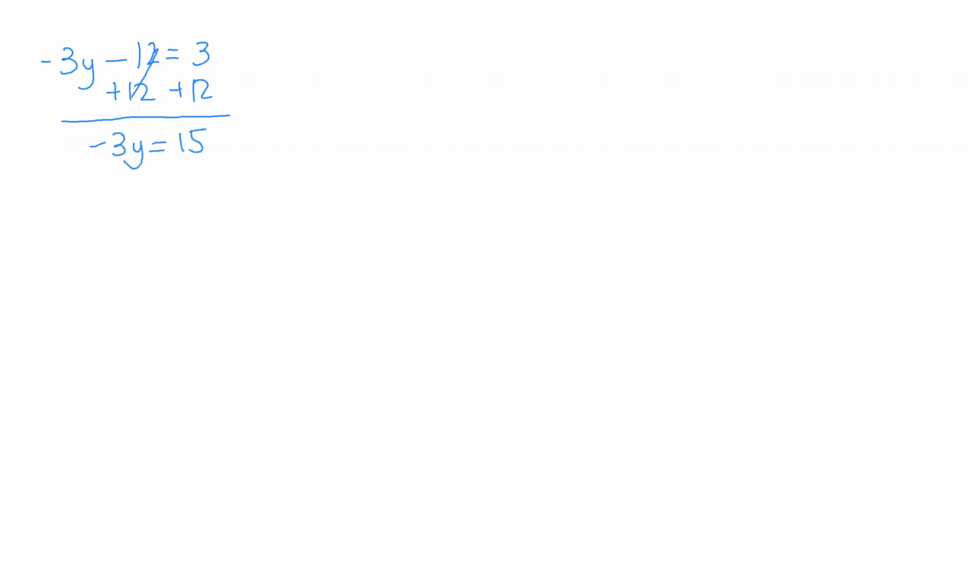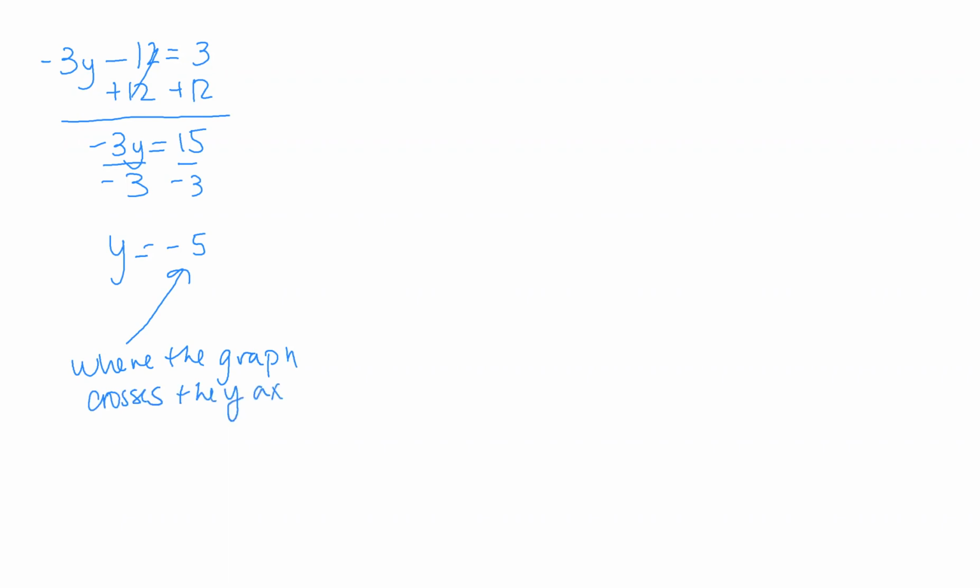And then I want to undo the multiplication of negative 3 and y. So I divide by negative 3. And I end up with y equals negative 5. Well, this tells me where the graph crosses the y-axis. That means this is the y-intercept.